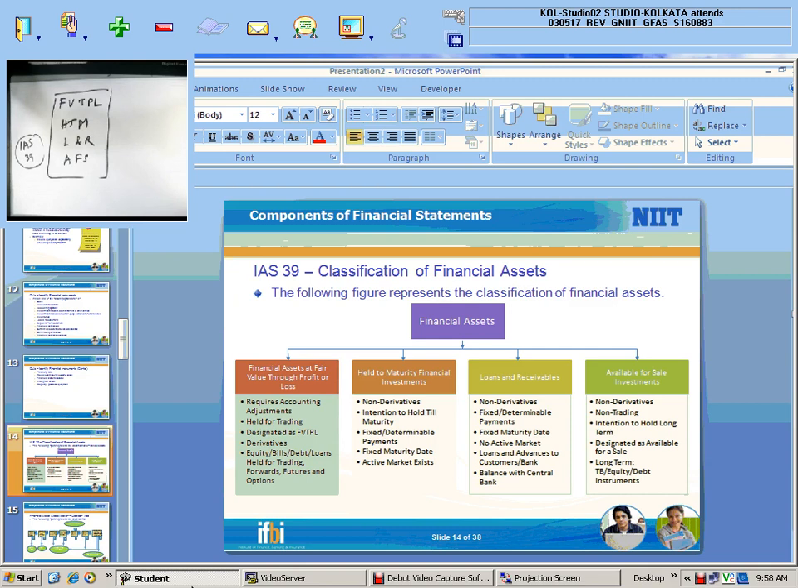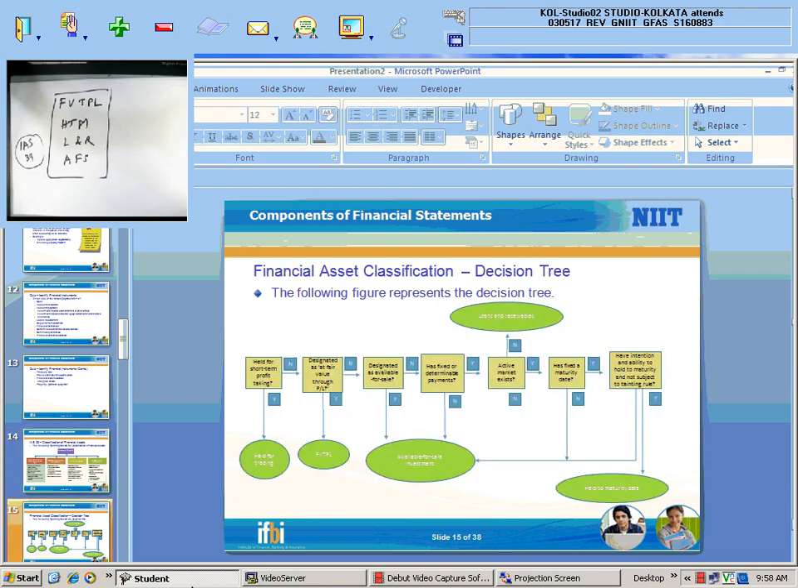So the decision tree. Before classifying a financial asset into one of the four categories, there is a decision tree which will be followed by the entity to arrive at in which category a particular financial asset can be considered. This slide basically tries to make it clear how to classify.